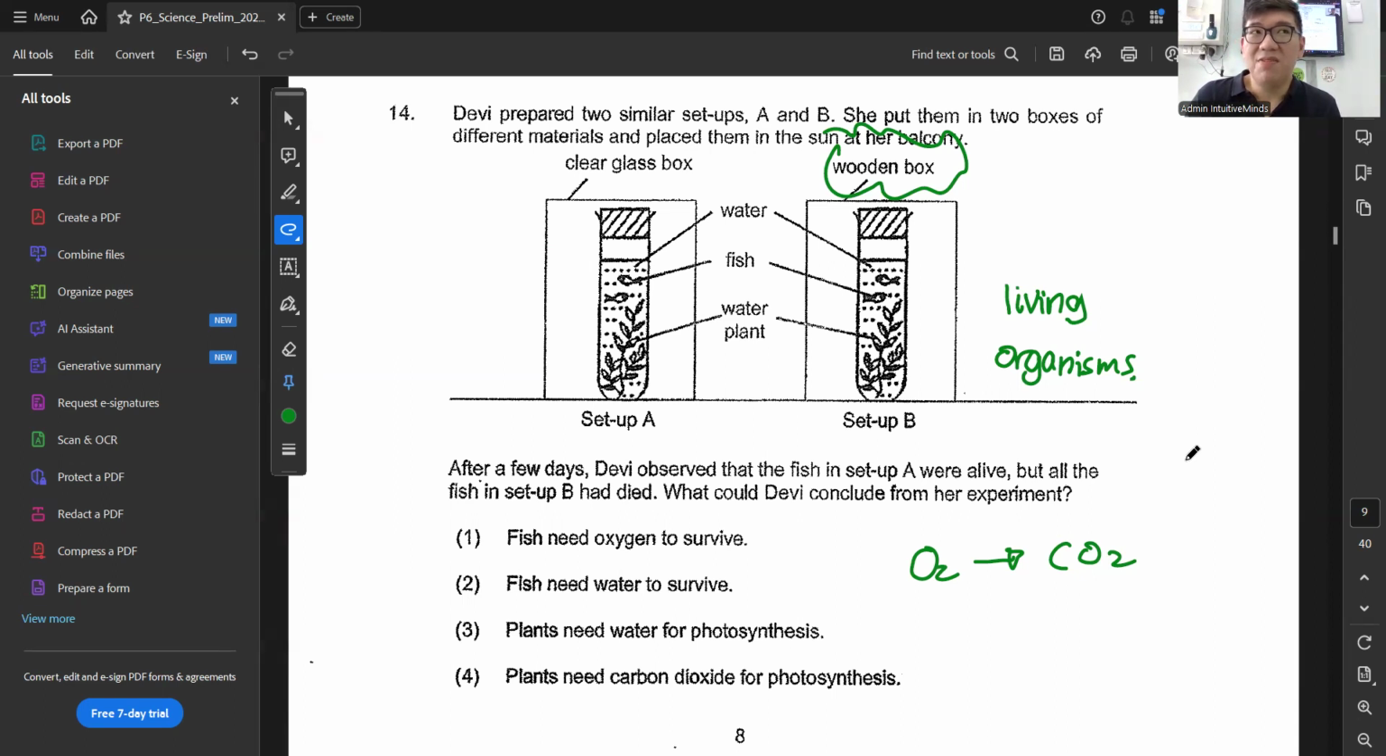Do they die due to lack of oxygen, or due to something else? No sunlight, no photosynthesis. So they will die due to lack of sunlight, because they use the sunlight to make what? Lack of food. Yes, they'll die due to lack of food.